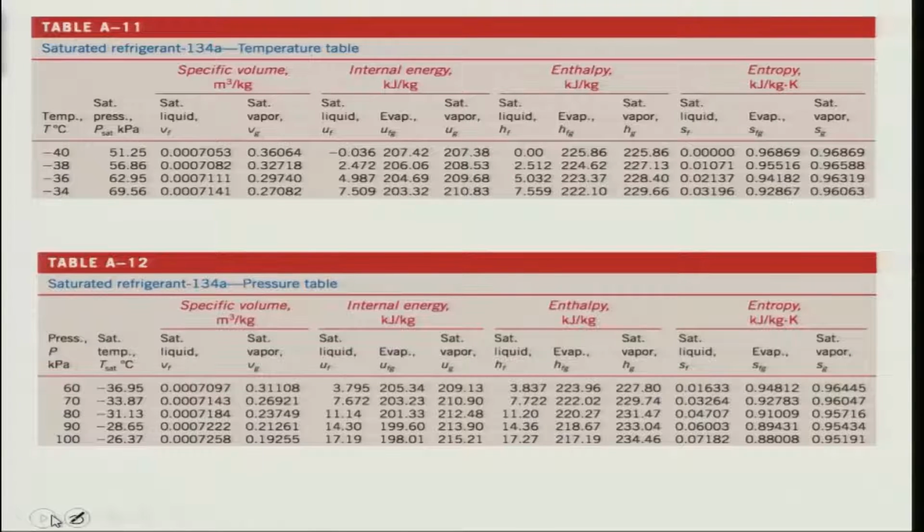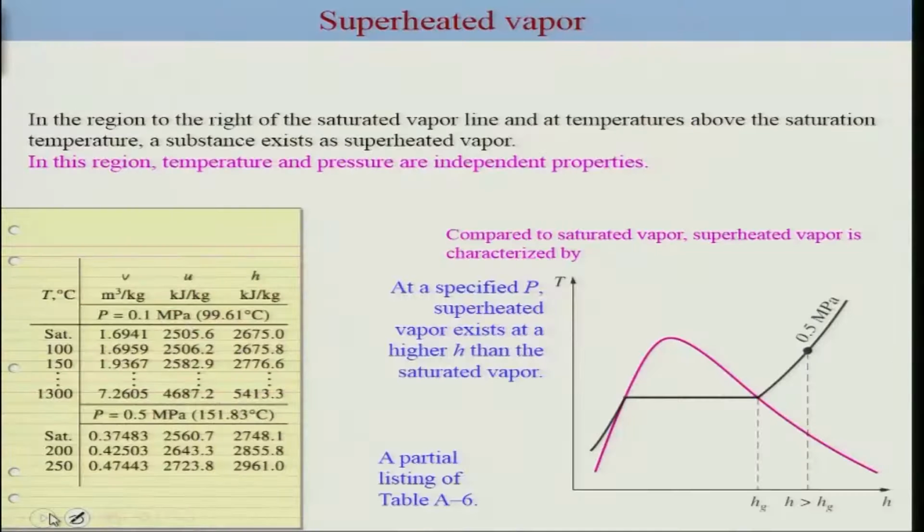As we already discussed in the last lecture, there are other fluid tables available, that is for saturated refrigerant. Now let's look at the superheated vapor case. This is the case where the state is away from the saturated vapor line, on the right side of the saturated vapor line, and at a temperature above the saturation temperature.